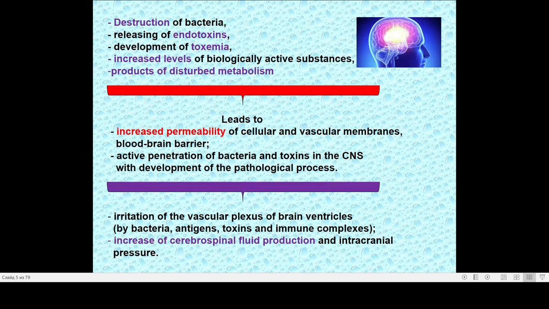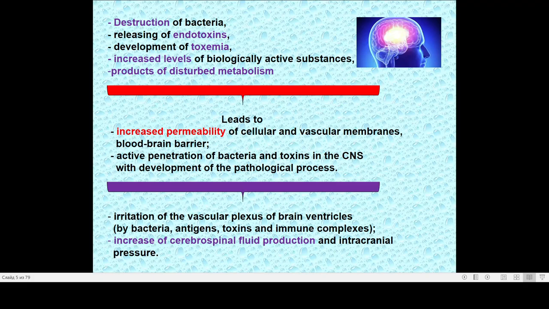Toxemia provokes an increased level of biologically active substances and products of disturbed metabolism. As a result, there is increased permeability of cellular and vascular membranes, the blood-brain barrier. As a result of increased permeability of brain capillaries, there will be active penetration of bacteria and toxins into the central nervous system with development of pathological processes. And second, there may be realization of brain edema.